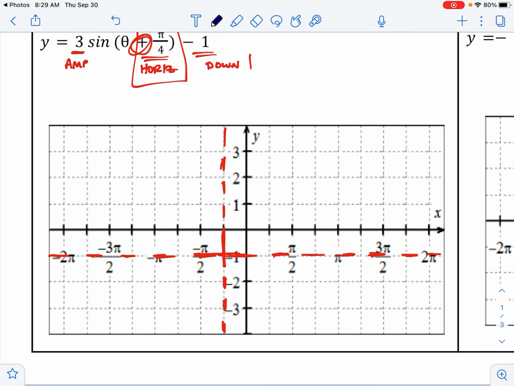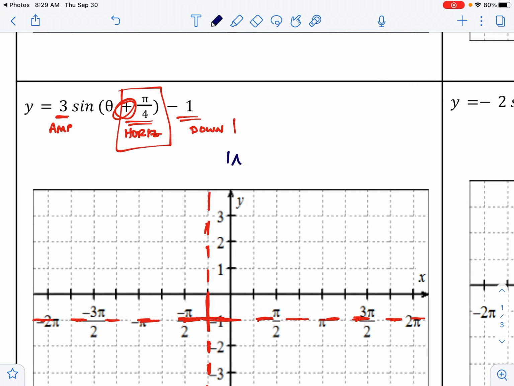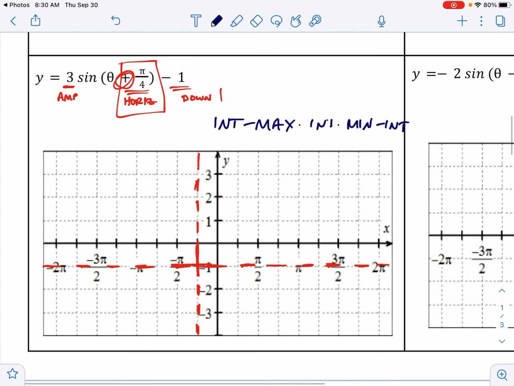So I'm going to go ahead and plot, right? Remember, intercept, max, intercept, min, intercept. So first point first. Intercept. It's the intersection of the new x-axis and new y-axis. The last point is also an intercept. And because I don't have any period change, it's going to be 2 pi from the first point.